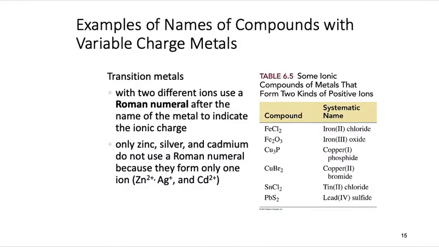So with 2 different ions, we use a Roman numeral after the name to indicate the ionic charge. So Fe2, now let's look at this first one. FeCl2, the first one on the list. Chlorine is in group 7. That means it's negative 1. If I have 2 negative 1s, and the compound is neutral, how many positives do I need to balance with 2 negatives? I need 2 positives. That means it has to be iron 2.